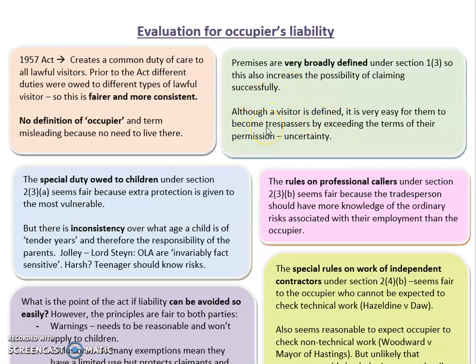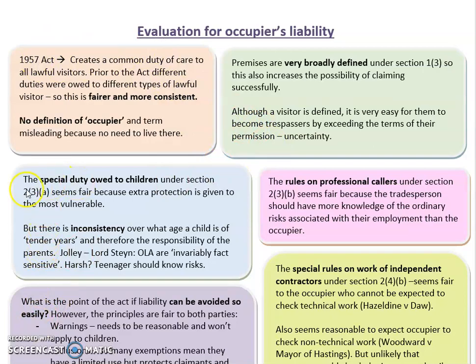But the boundaries on when someone moves from a visitor to a trespasser are unclear. And so that's going to lead to uncertainty and inconsistency in the law and your ability to be able to advise your client on whether they're going to fall under the 57 or the 84 Act.